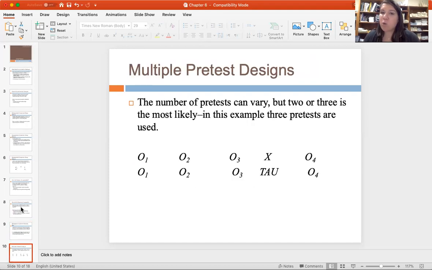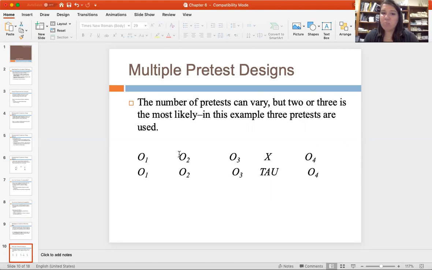So this is what a multiple pre-test design looks like. This might be one pre-test in month 1, another pre-test in month 2, another pre-test in month 3, and then they get the treatment if they're in the treatment group, or they are the control group and they get either no treatment or just the control treatment. And then they get the post-test after.